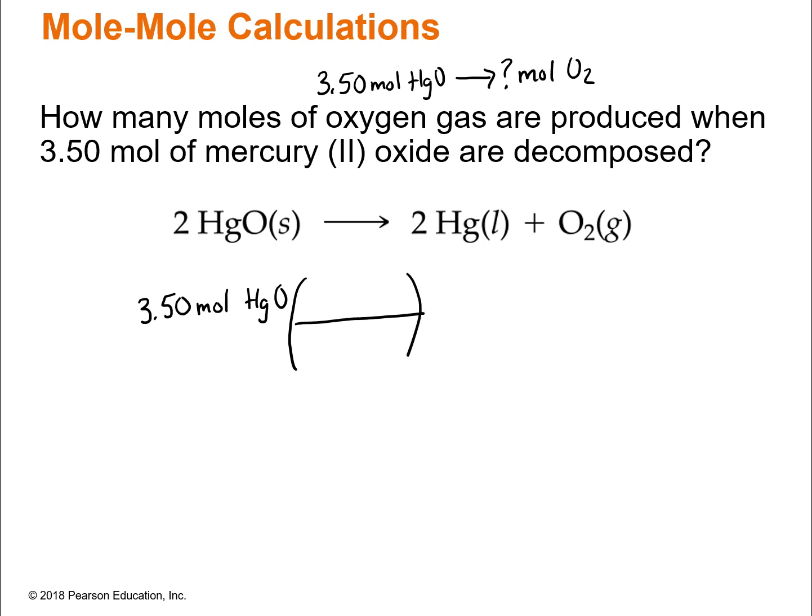Take a second and figure out what mole ratio I need to put here if I'm trying to take the moles of mercury 2 oxide and figure out how many moles of oxygen gas I will make. And you can just put the numbers in the chat, like, 1 to 2 or 2 to 1 or whatever it is. You don't have to write out all the moles.